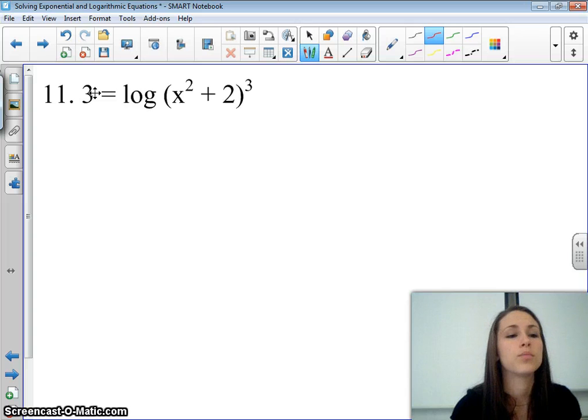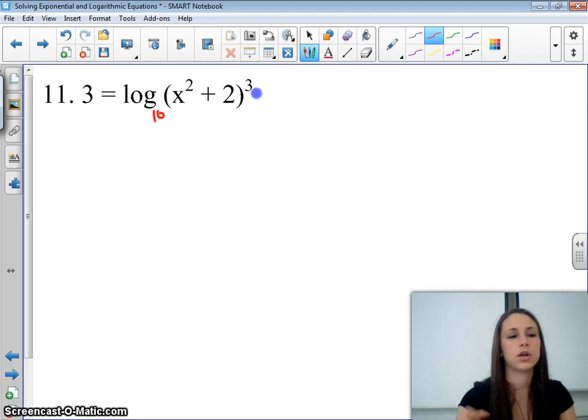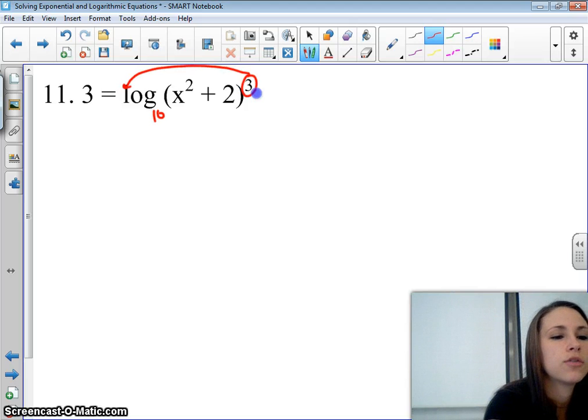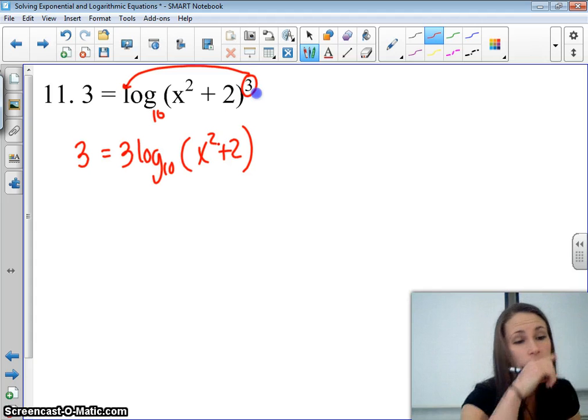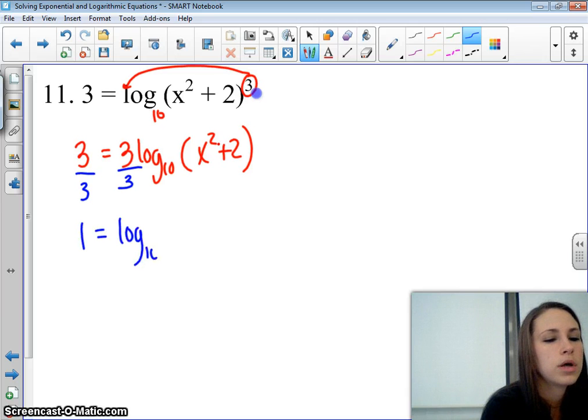And so with this one, there's a couple of different ways again that you could do this one. But whenever you have one that has an exponent like this, I think the easiest way to go about doing this is to, instead of going ahead and putting this base 10 there and doing shelf snail, go ahead and bring this 3 down in the front of the log. So this is going to be 3 equals 3 log base 10 of x squared plus 2. And so then when I bring that down, I'm just going to divide the 3 off, and that makes it a little bit easier, I think. So I've got 1 equals log base 10 of x squared plus 2.